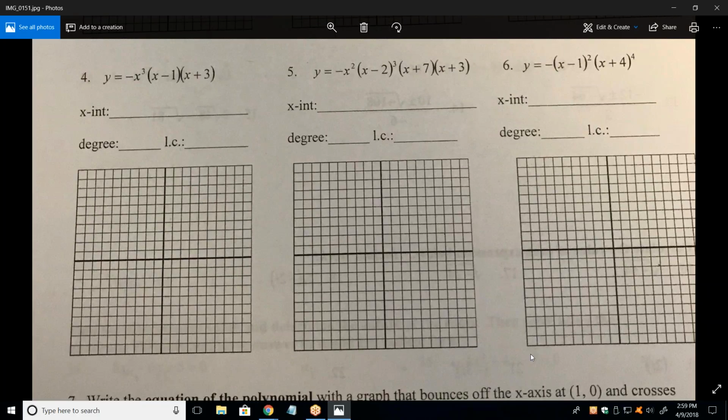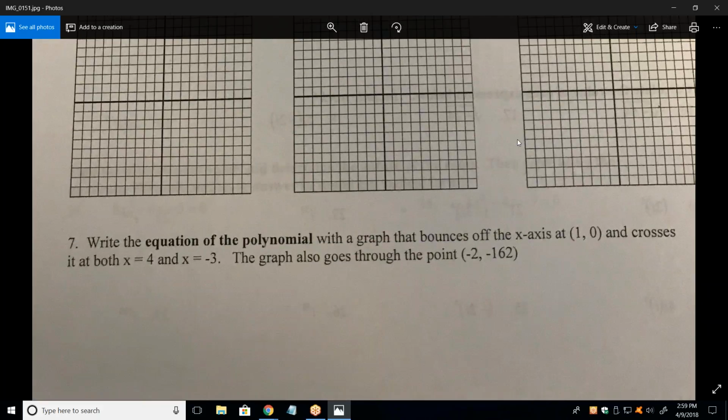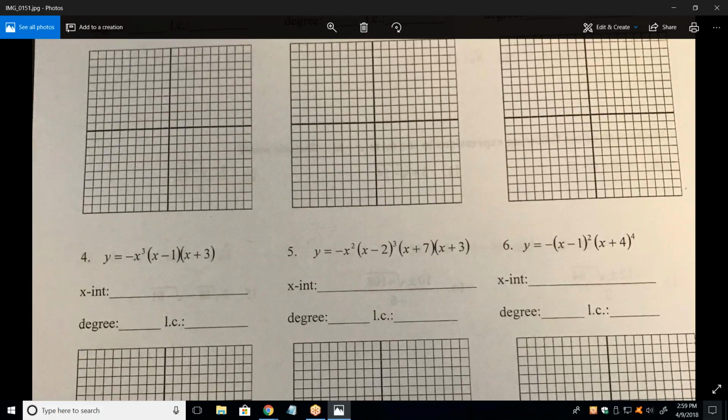Before we keep doing the same stuff, let's do number 7. And then if we have time, we'll go back and do 4, 5, and 6. To me, 4, 5, and 6 are exactly the same as 1, 2, and 3. Do you agree? Yeah. It's just with different degree polynomials and different x-intercepts and different end behavior.